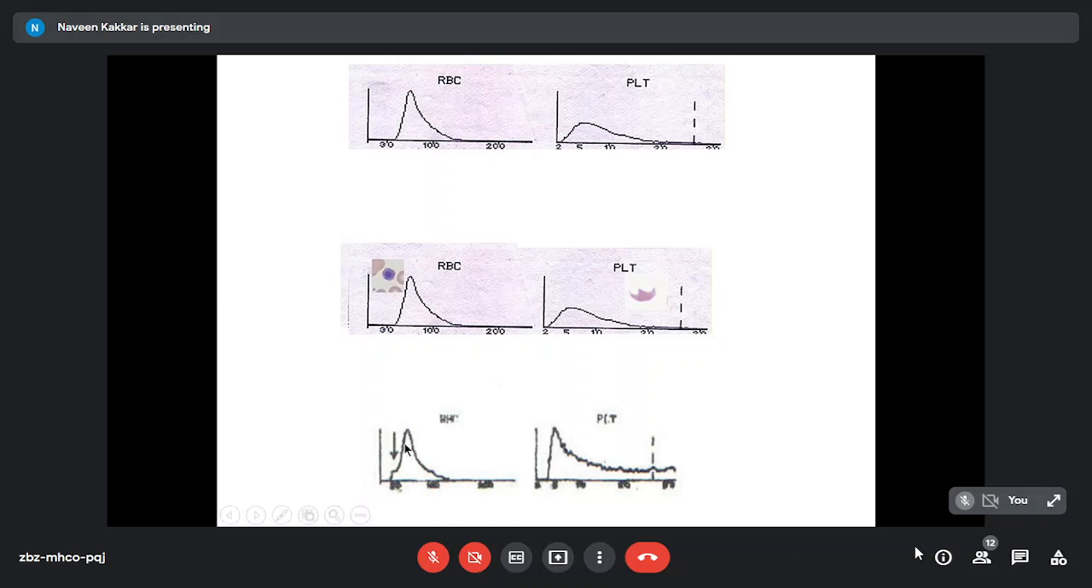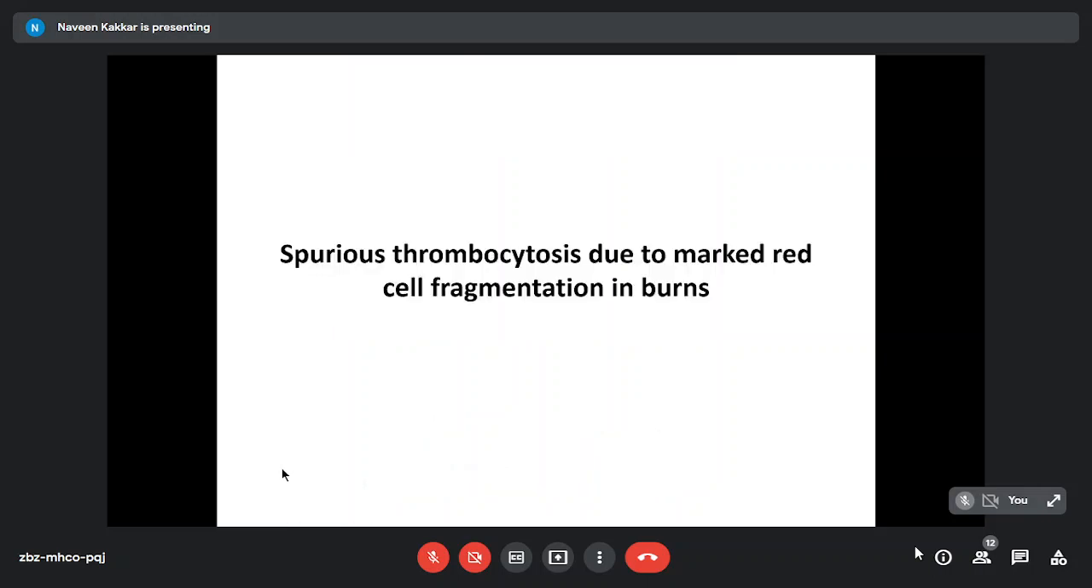And that's the histogram in this patient. That's the platelet histogram, that's the RBC histogram. If you see, the shoulder here is actually going into the platelet zone, which is here. So what you're seeing in this part as a red cell shoulder is actually the bulge beyond the platelet zone. These fragments were falling into the platelet zone and being counted as extra platelets. So what was this? A spurious thrombocytosis due to marked red cell fragmentation in burns.